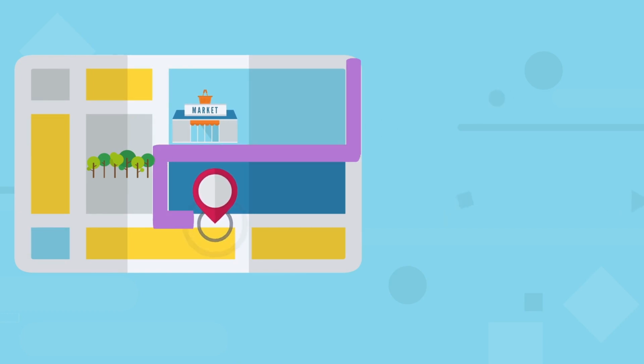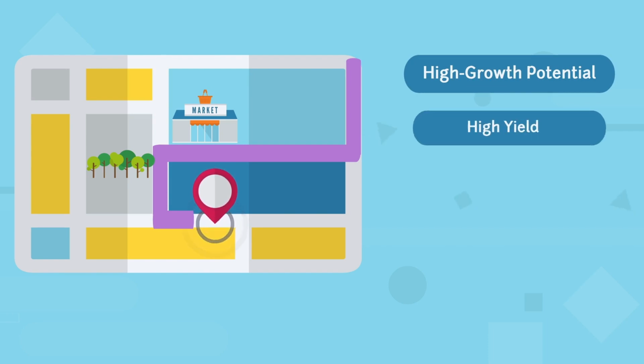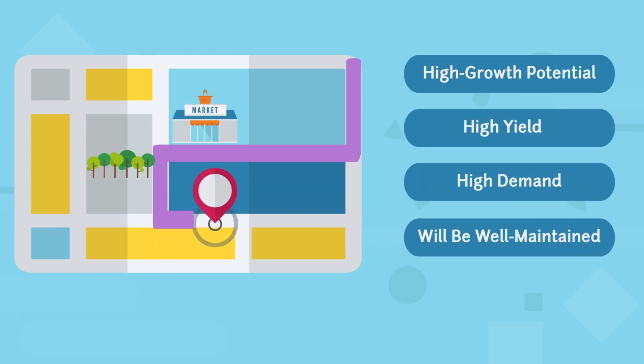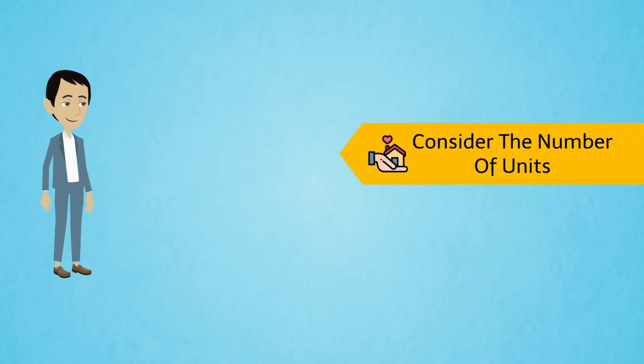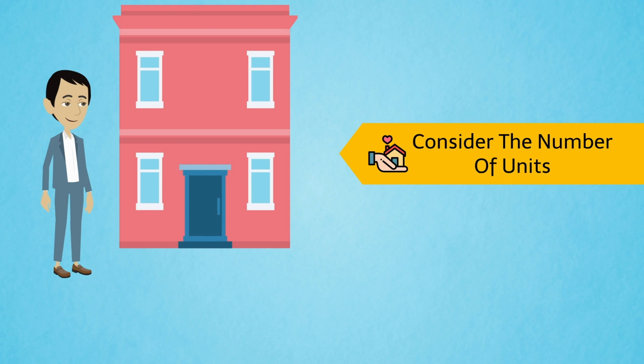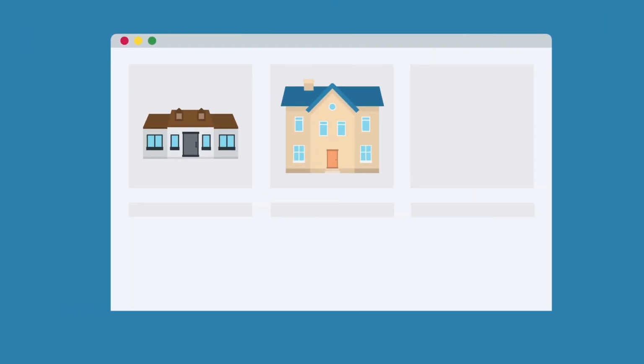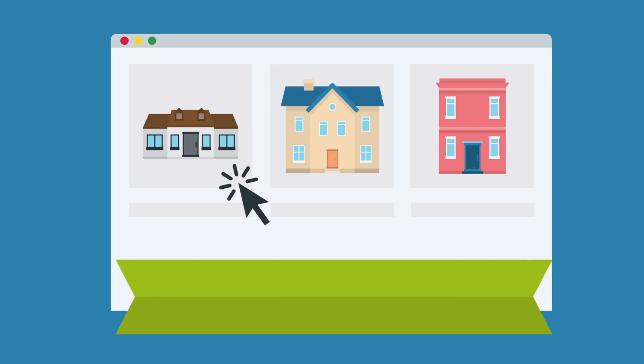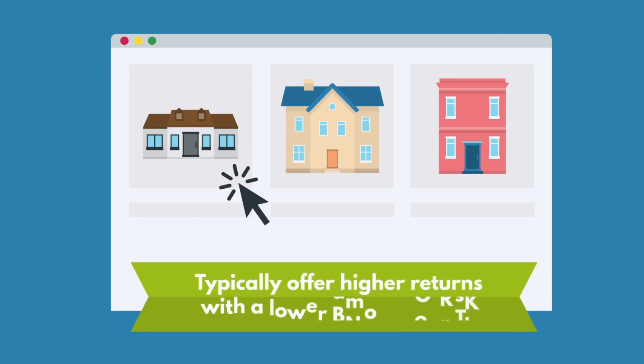A good location will show high growth potential, high yield, have high demand, and will be well maintained. Once you find a multifamily property in a great location, you need to consider the number of units in the property as well as the number of rooms in each unit. Investors should focus on duplex, triplex, and fourplex multifamily properties. These types typically offer the most return with the least amount of risk and are generally more affordable.